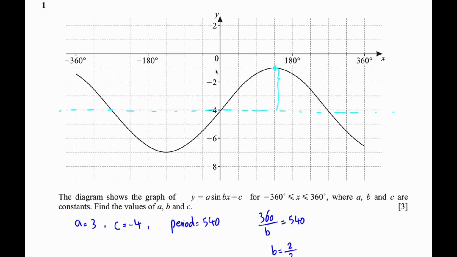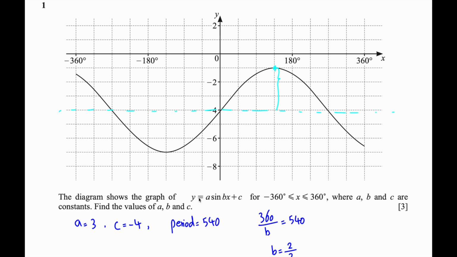And then from there, I can go ahead and try to find C, because C is responsible for vertical translation, in other words, moving along the y-axis. So the normal sine curve is drawn basically from here, where the center line is the axis, the x-axis itself. Since I move down 4 units, that means C has to be -4.